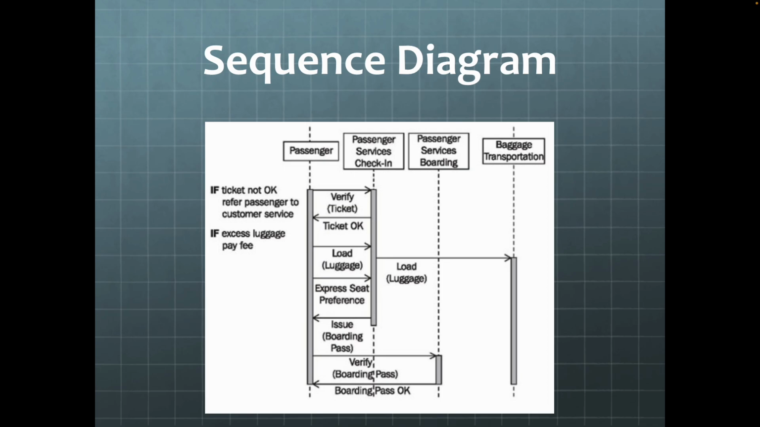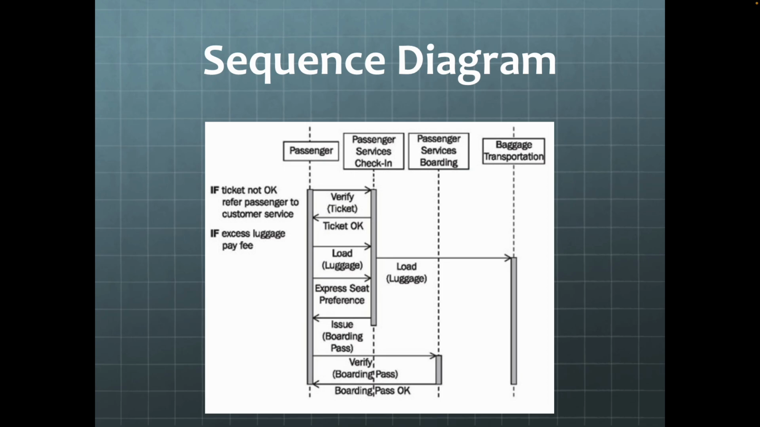So basically, the flow of time starts from the top and ends at the bottom. You start with an operation here, like verify a ticket, and then it gives me a verification ticket, okay. And then I say, okay, load luggage. And then it loads luggage into the baggage transportation object. So this collaborated with another object. Sometimes multiple objects have to be involved in an operation.